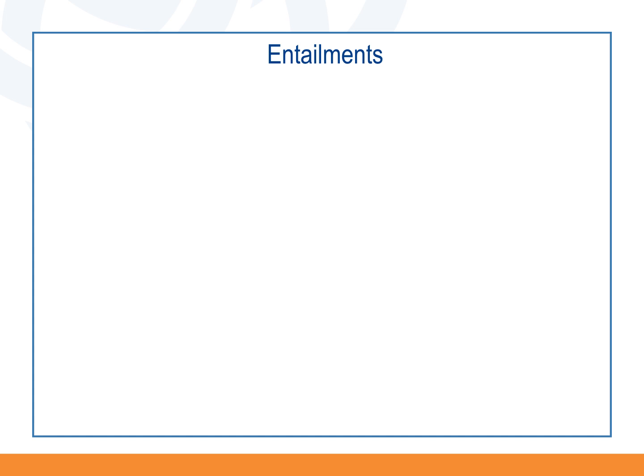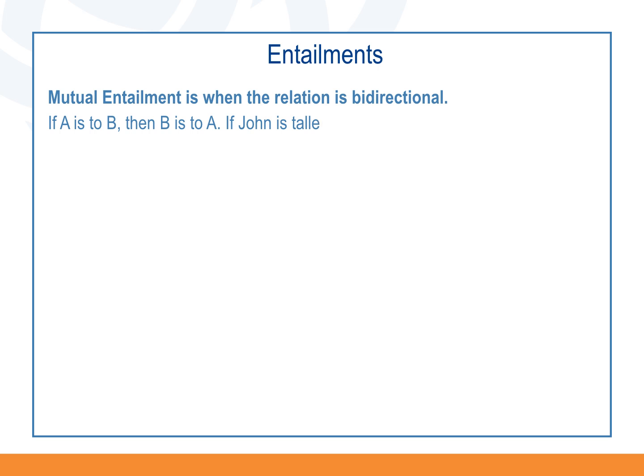Let's look at entailments. They're similar to stimulus equivalence, except they're more relational instead of just equivalent. Mutual entailment is when the relation is bidirectional. So which one does that sound like? That symmetry. If A is to B, then B is to A. If John is taller than Trey, then Trey is shorter than John. So it can have that comparison aspect to it also. What is the relation between the two things? In this example, we'll go over the relational frame families next, but it's an opposition frame.